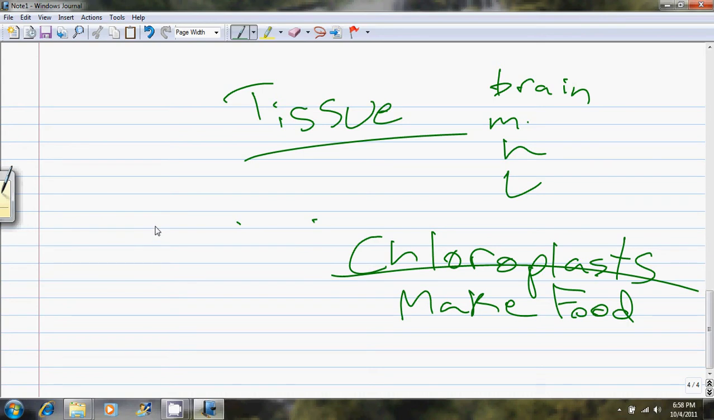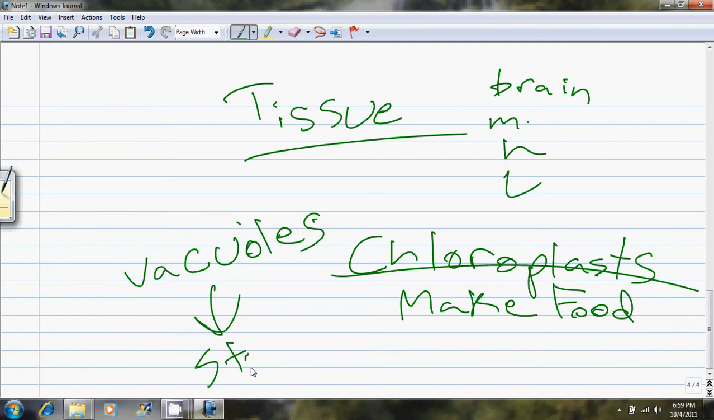Well, plants have the same kind of thing where they can store excess food, water, things that they can use in times of drought or when the soil's not very good, and they have these things that are called vacuoles. And vacuoles simply store food. That's all they do. They store, well, I don't want to say food, water.